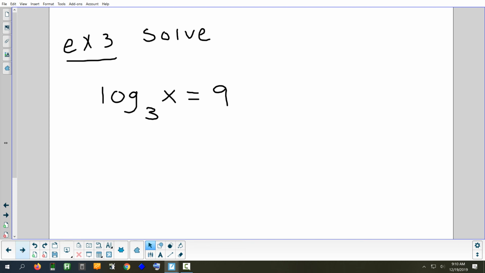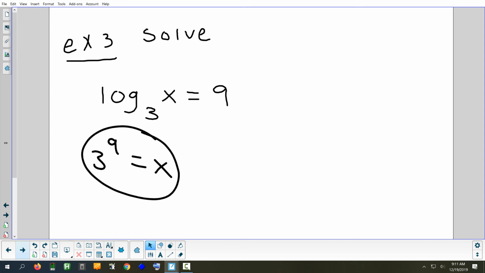You don't have multiple logs to combine. You only have one, so that's out. You don't have numbers in front to put back as exponents. You can't do that. The only thing you can try is put it in exponential form. So, Megan, could you put that in exponential form? 3 to the power of 9. That's it. 3 to the power of 9 equals x.